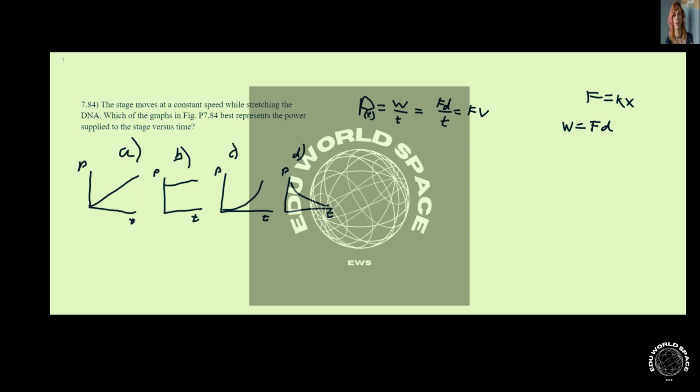So we can then substitute in what our force is for this right here. So we'll see now that as the stage moves, the force is going to increase linearly with the distance that it's moved. And so that means that the power is going to increase linearly with the distance or time that it's moved.